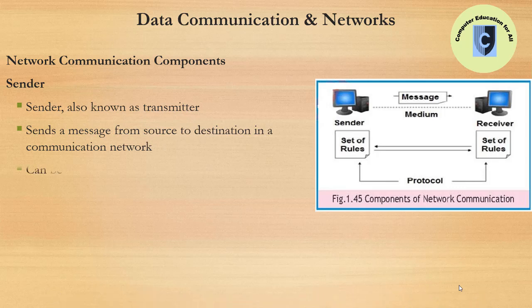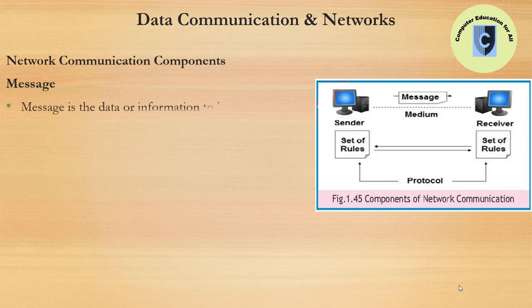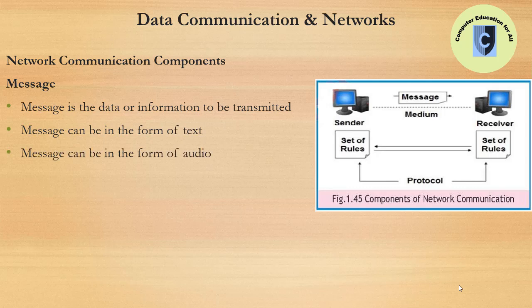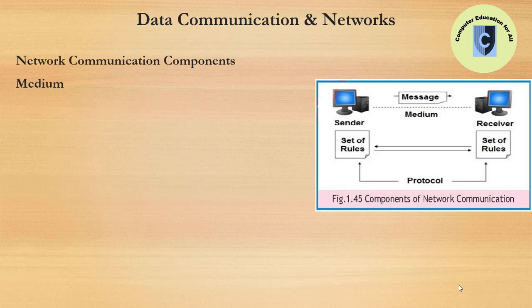Sender, also called transmitter, is a computer or device that sends the message, data, or information from source to destination in a communication network. It may be a computer, workstation, cell phone, or camera. The sender device converts the electrical signal into a form that is suitable for transmission over the communication network. Message. Message is the data or information that is to be transmitted. Message can be in the form of text, audio, video, or any combination of these.